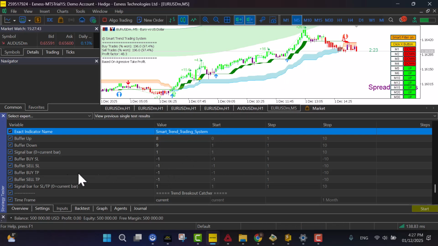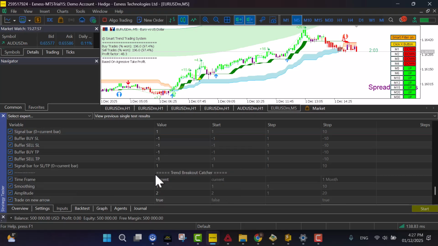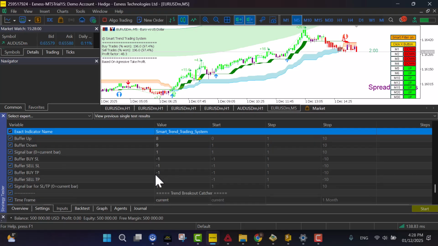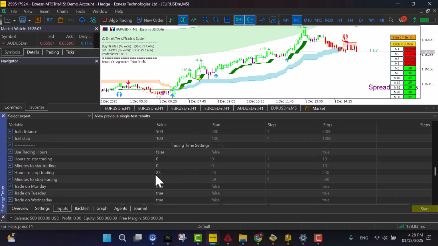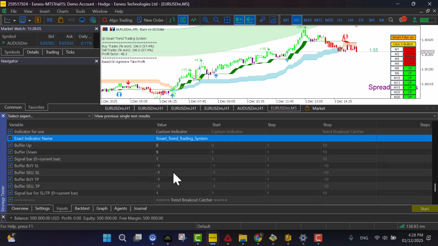Some indicators have stop loss and take profit buffers, and if they do, then all you have to do is add the buffers in here, and you can automate the stop loss and the take profit as well. So this is the main update that I have here on the Smart Universal Expert Advisor: now it's able to read the stop loss and take profits for both the buy and sell trades.